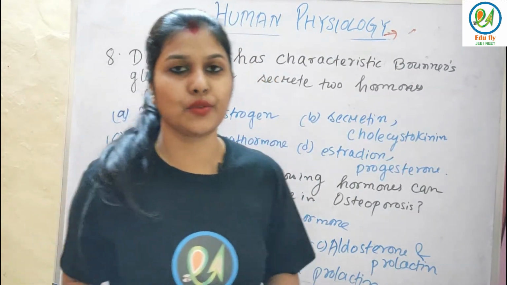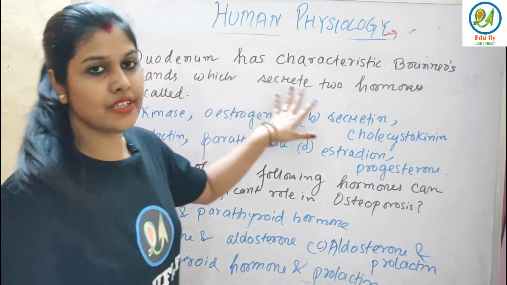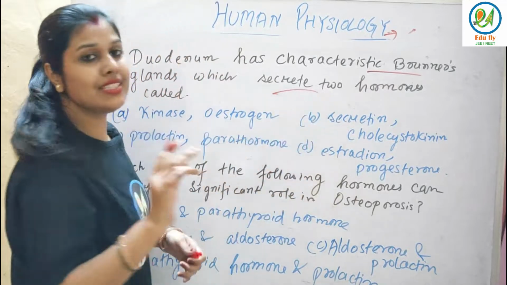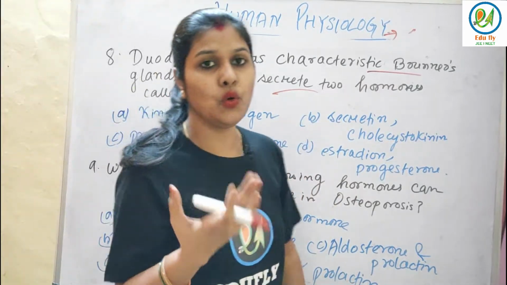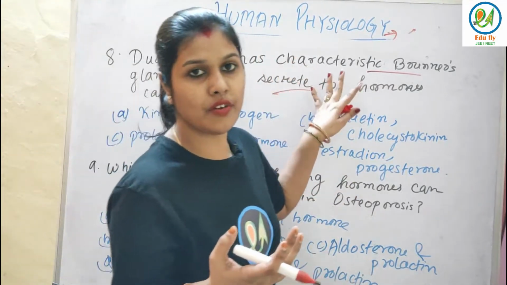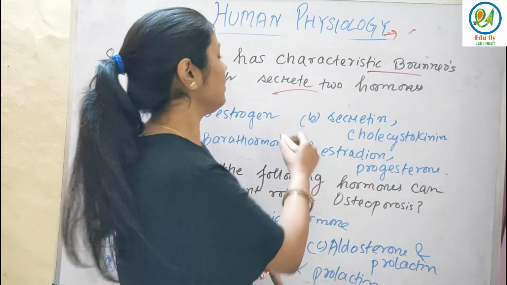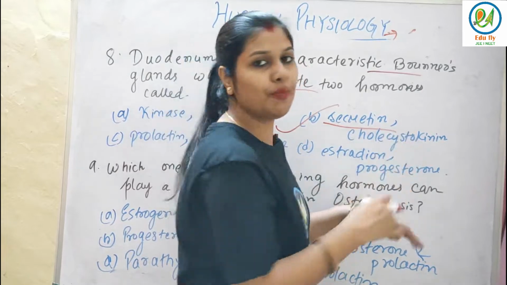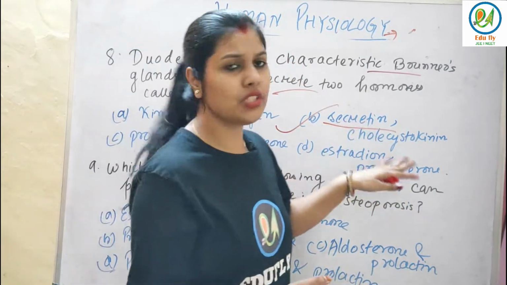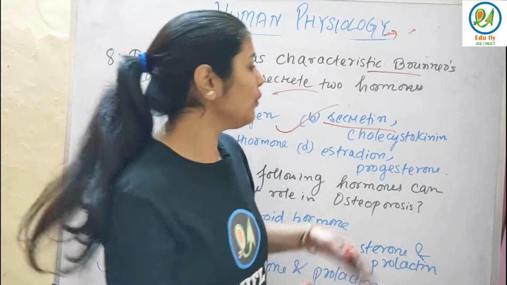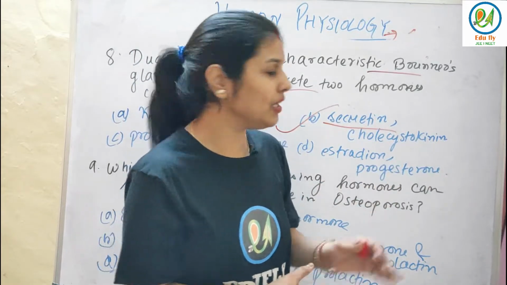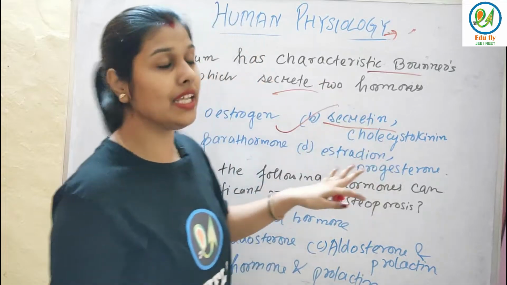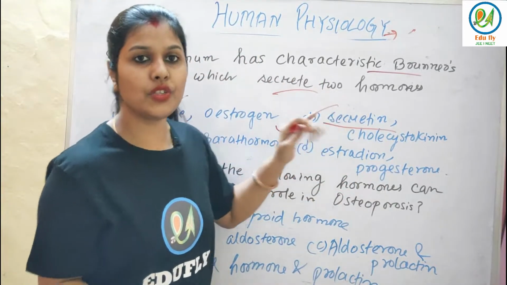Now let's see the next question. Duodenum has characteristic Brunner's gland. This is very important. Brunner's gland is present in the duodenum. You have to study the notes of duodenum, then you get to know the answer is secretin and cholecystokinin. Secretin helps in the secretion of the pancreas, and cholecystokinin helps in the release of bile from the liver. These are the important functions, and this is the characteristic of duodenum.